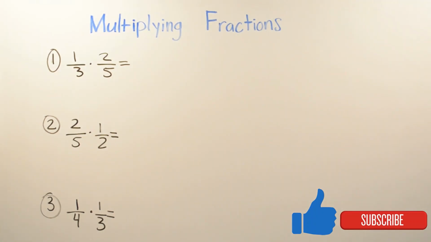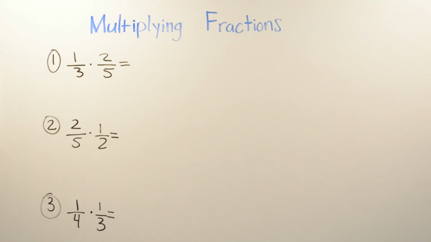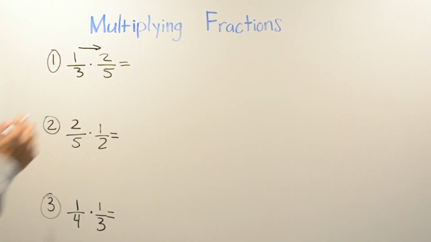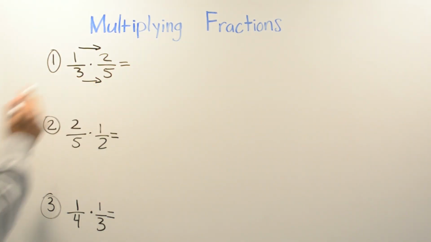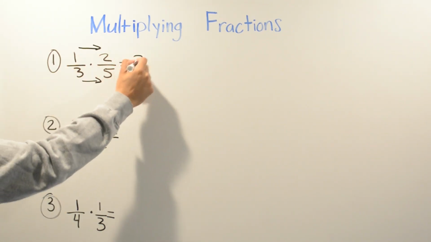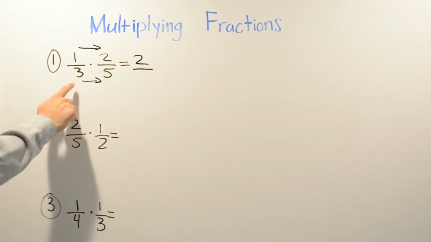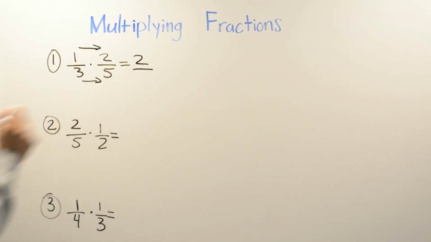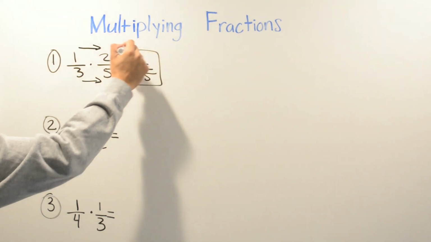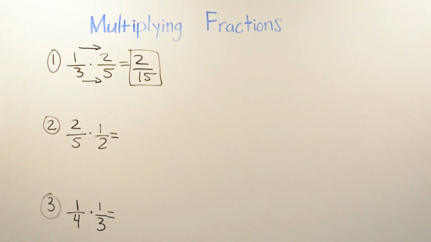In today's video, we're going to be doing multiplying fractions. When multiplying fractions, we're going to go ahead and multiply across. We're going to multiply across your numerator, and you're going to multiply across your denominator. So in this case, you will multiply 1 times 2, and we'll multiply 3 times 5, which is 15. So your answer will be 2 over 15.